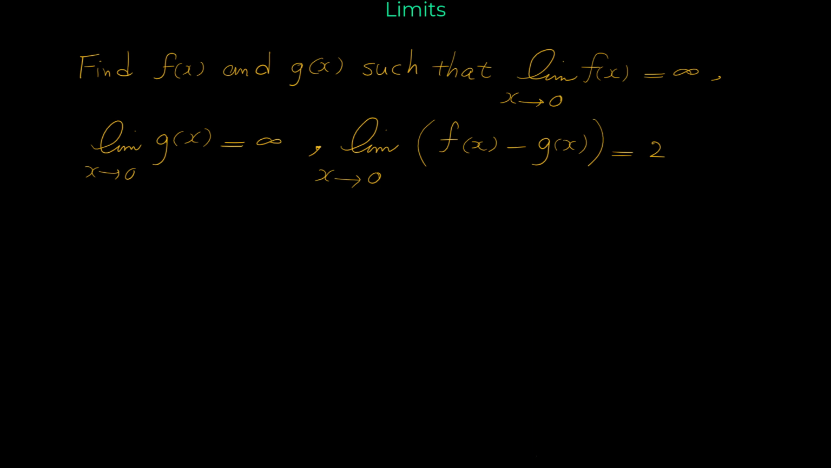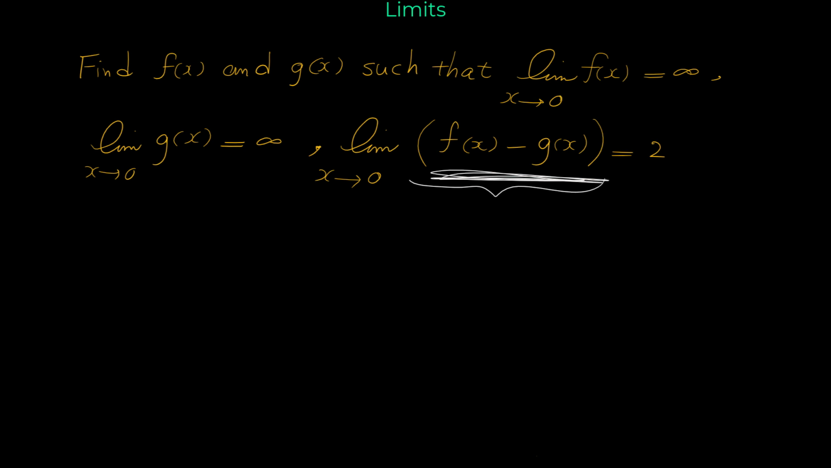So this means that one of the functions is 2 units greater than the other one when x approaches 0. Look at here, limit of f of x minus g of x when x approaches 0 is 2. So this shows the difference between the two functions. And remember, the limit of f and g should be infinity when x approaches 0.